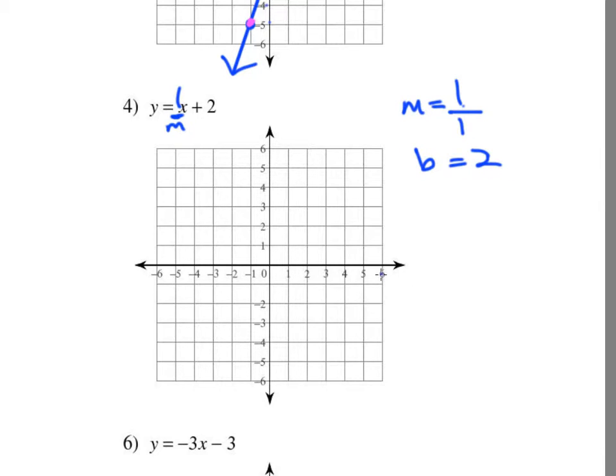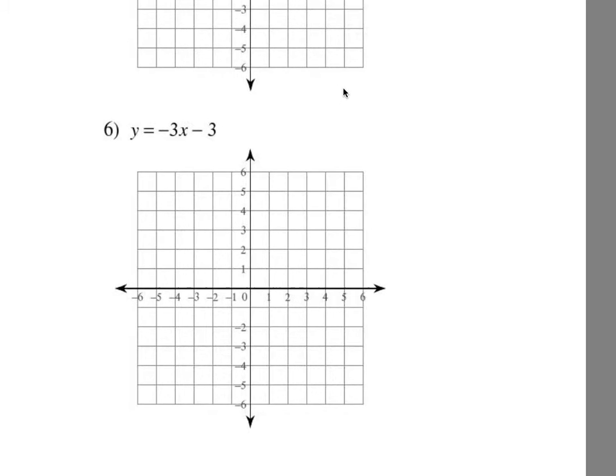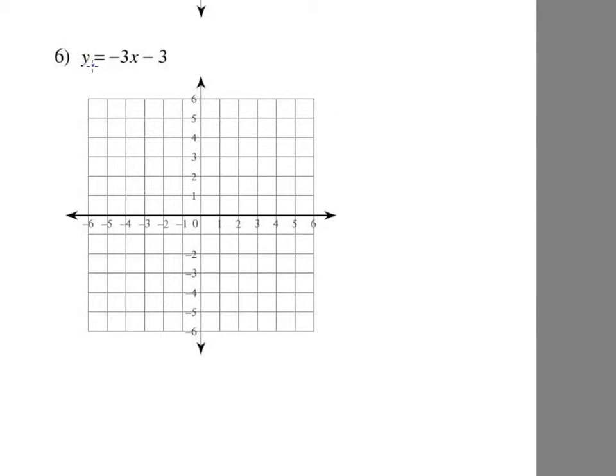We won't do that one. Why don't you come down with me, though? We'll do one more. Take a look at number 6. Okay, so again, this is slope-intercept form. This is our m. This is our b. Our m is -3. We're going to write this as a fraction, so write this as -3 over 1. And our b is -3.